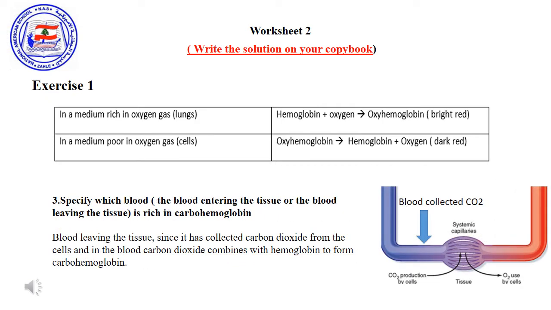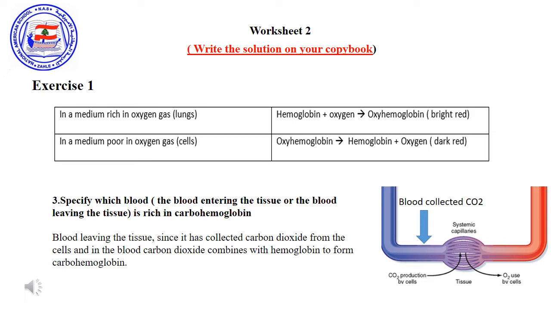Number 3, specify which blood, the blood entering the tissue or the blood leaving the tissue, is rich in carbohemoglobin. If the blood is rich in carbohemoglobin, this means that the blood is rich in carbon dioxide. See again the figure. Blood leaving the cells is dark red, so it is rich in carbon dioxide. Moreover, cells take oxygen and produce carbon dioxide. So, blood leaving the tissue, since it has collected carbon dioxide from the cells.